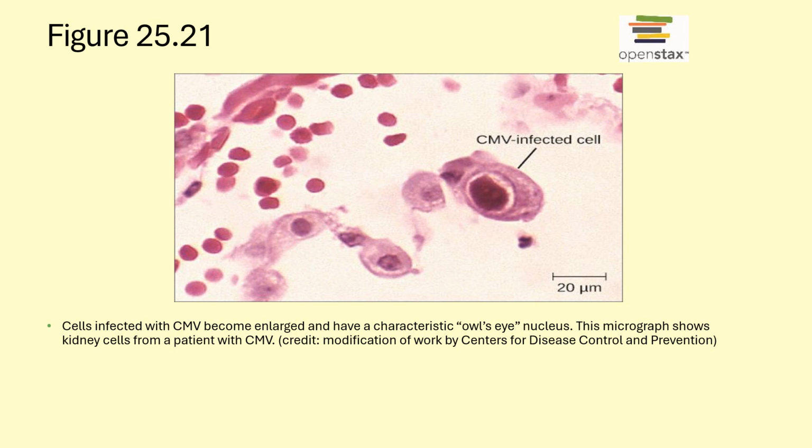This is showing some cells that have been infected with CMV. Typically, the cells become very enlarged, and what they often refer to is an owl's eye type nucleus. It's enlarged.